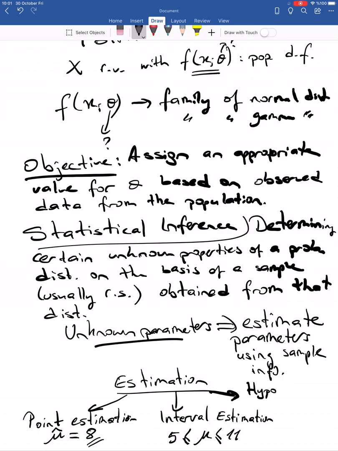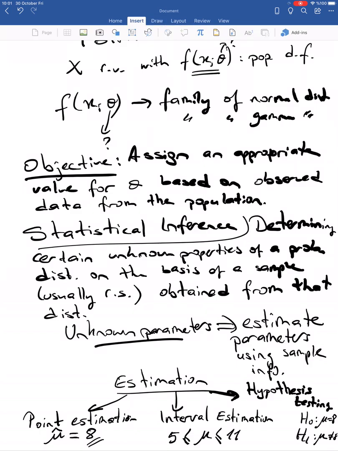So basically we have some idea about the value of a parameter. In this case, hypothesis testing, we want to see whether the parameter value equals some value like 8 or not, or whether it is smaller than 8, less than 8. So we try to decide which hypothesis is correct, the first one or the second one?